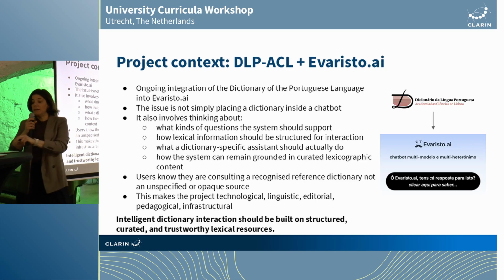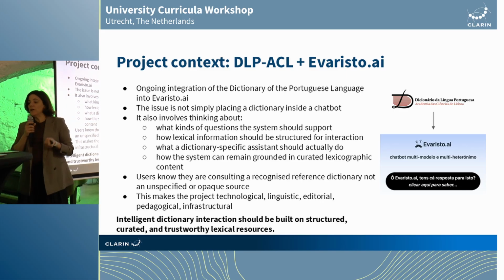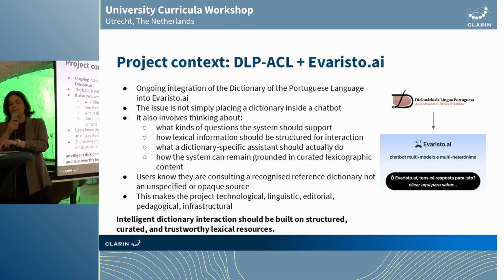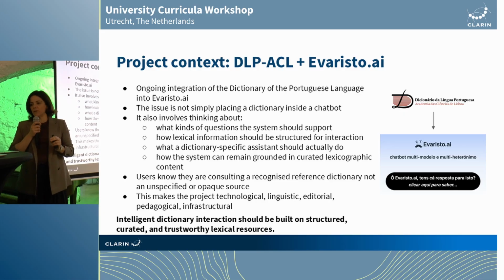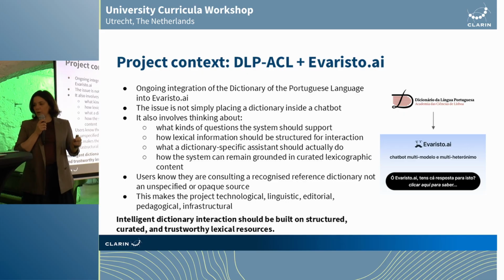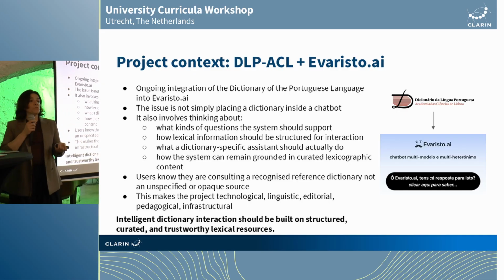So the case I am referring to is the integration of the dictionary of the Portuguese language into Evaristo. What I find especially interesting is that this is not just about putting a dictionary into a chatbot. Okay, this is not our goal. It means asking some very practical questions. What kind of user questions should the system answer? How should lexical information be organized for interaction? What should the dictionary-specific assistant actually do? And how can it remain grounded in curated and also trustworthy lexicographic content?